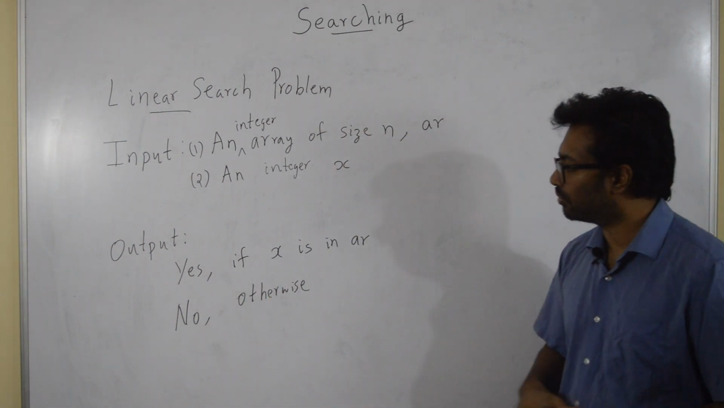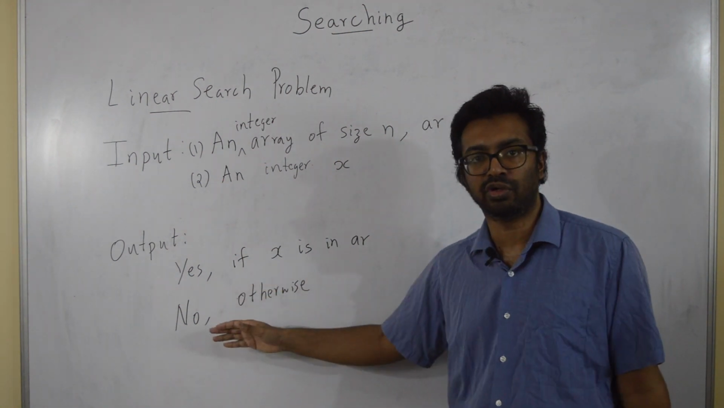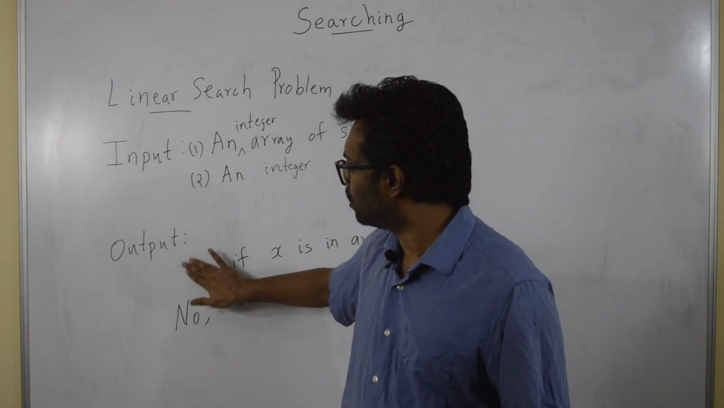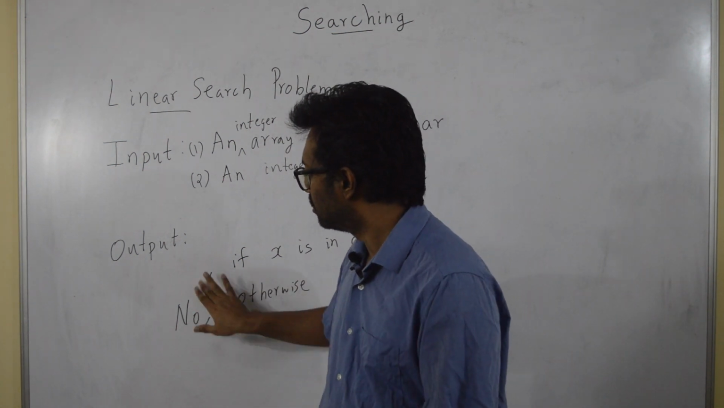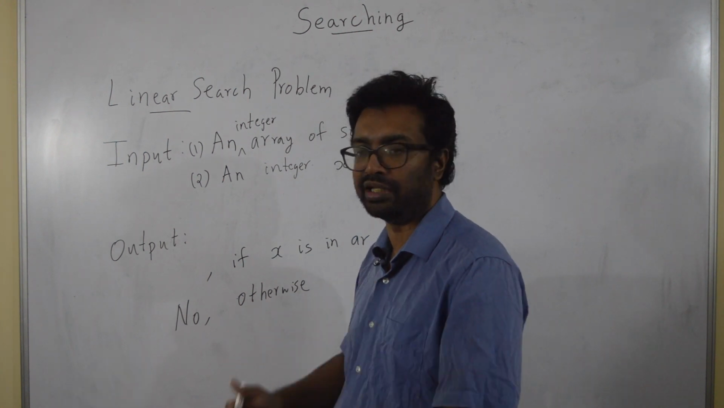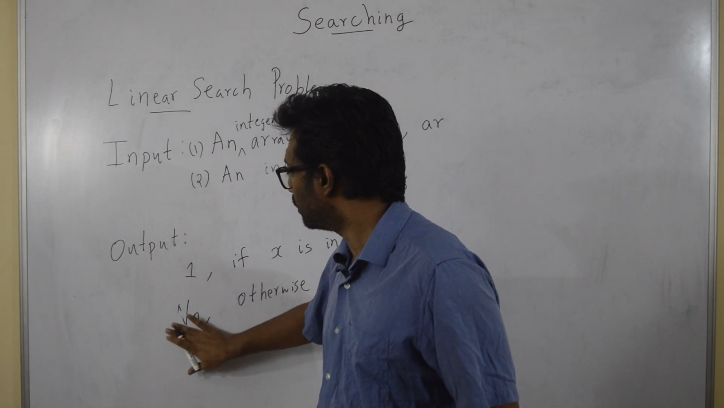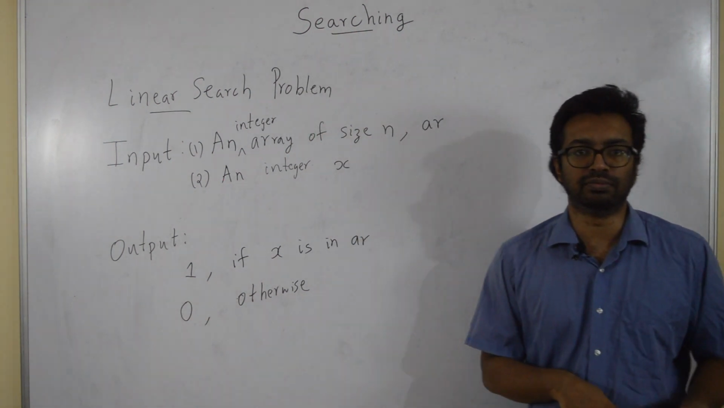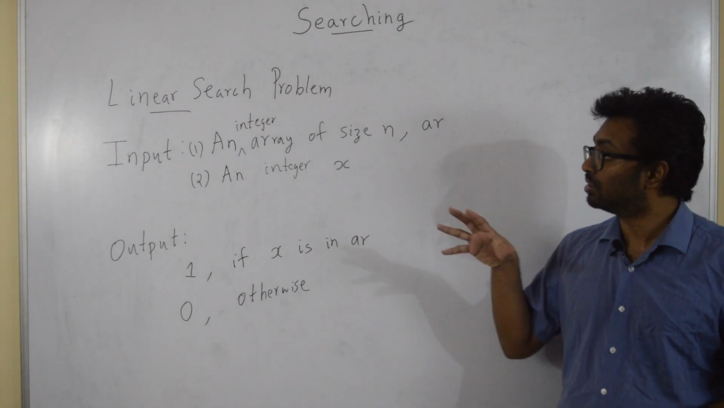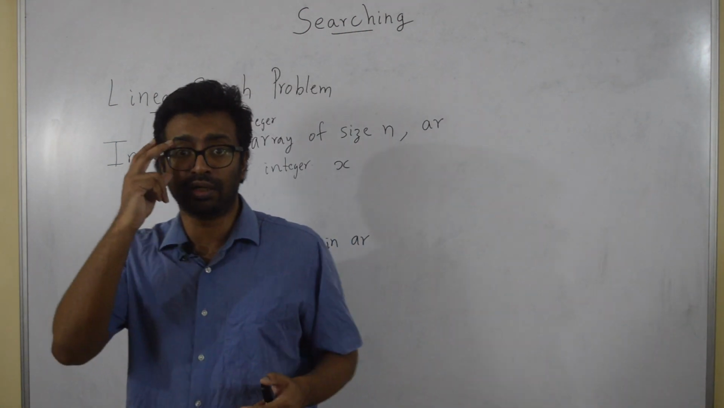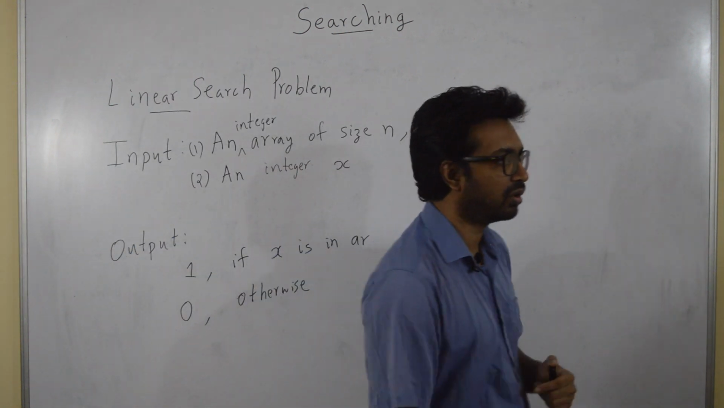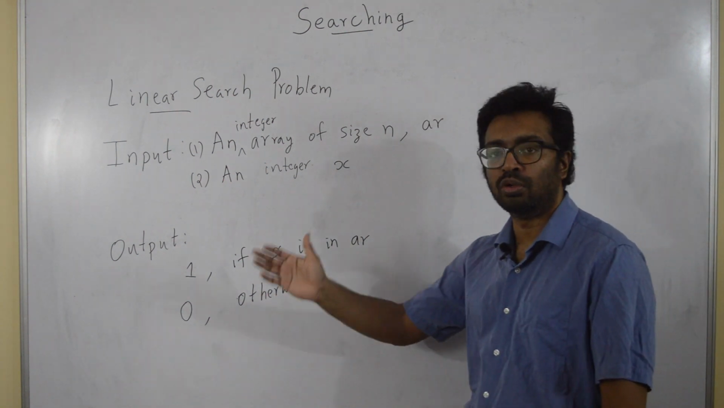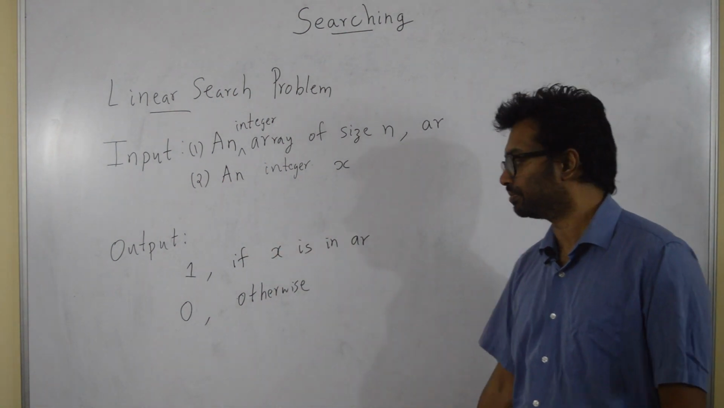Is it clear? If X is not in AR, you output no, or if X is in AR, you output yes. Sometimes, rather than yes, you will output 1, because usually in algorithms you return integers. So yes will be 1, and in place of no, it's usually going to be 0. This is how you are going to write every algorithmic problem you encounter. You need to know what the input and what the output is going to be.